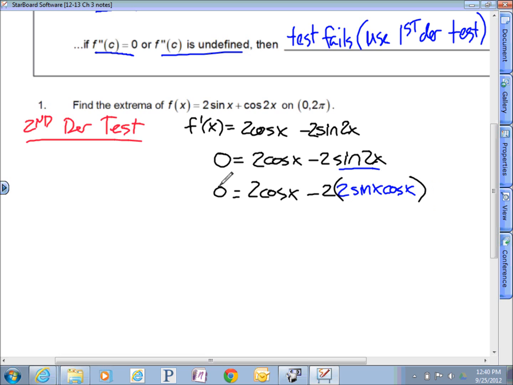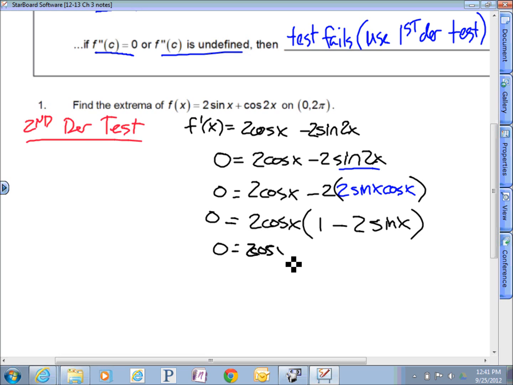Well, what are those two? We now have two terms. I see a 2 cosine x in both of them, so let's factor that out. 1 minus 2 sine of x. And since these quantities are equal to 0, then we're looking for when 2 cosine x is equal to 0, cosine x is equal to 0, and when 0 is equal to 1 minus 2 sine x.